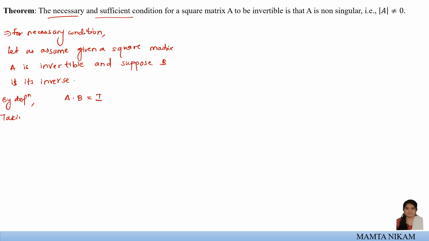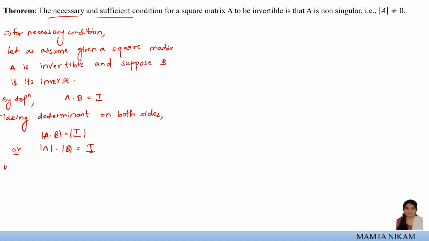Suppose we take determinant on both sides. Taking determinant on both sides, क्या होगा, ये होगा determinant of A into B equals to determinant of I, or you can write it as determinant of A into determinant of B equals to identity. But when is this possible? अगर इनमें से एक भी जीरो हो गया तो ये आइडेंटिटी नहीं, ये जीरो मैट्रिक्स हो जाएगा, ये टोटली जीरो होगा. तो ये पॉसिबल कब है, जब neither determinant of A nor determinant of B is zero.